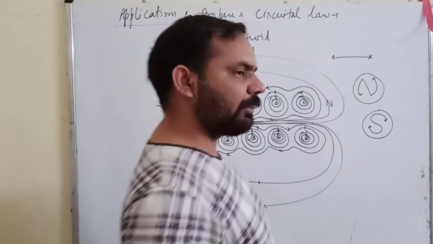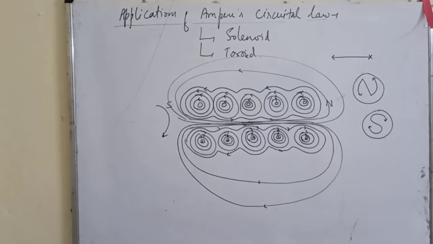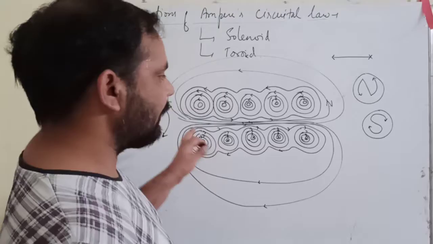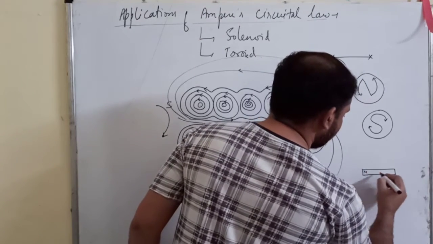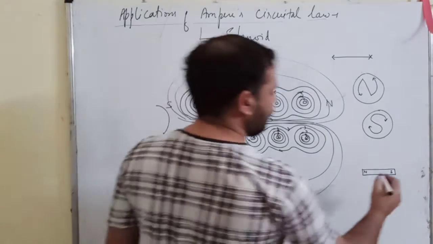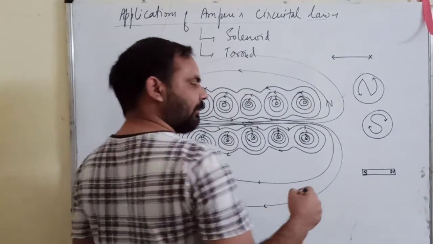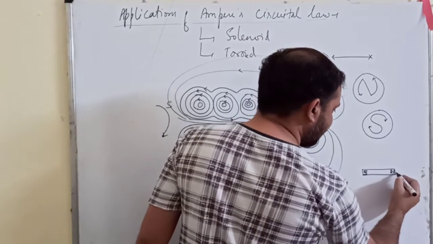If you draw the magnetic lines of force for a current carrying solenoid, you get a figure of this type. Now this is very similar to the figure we obtain when we draw the magnetic lines of force for a bar magnet. We get this one.